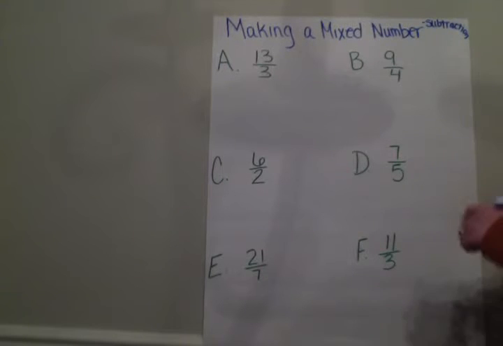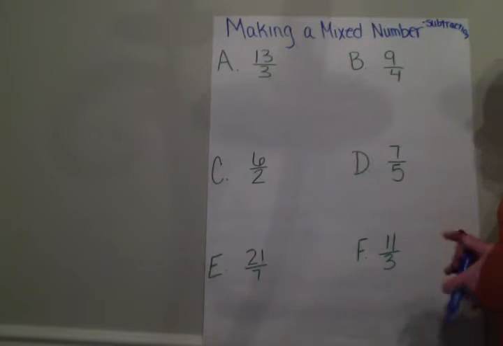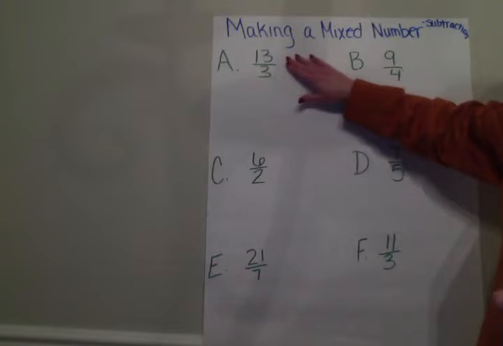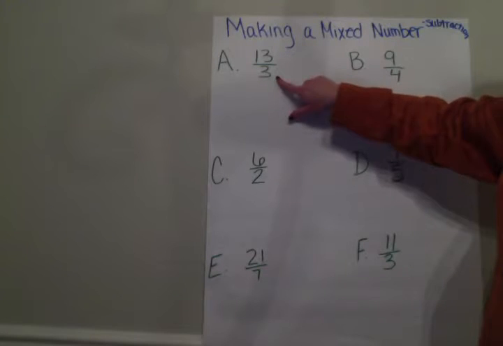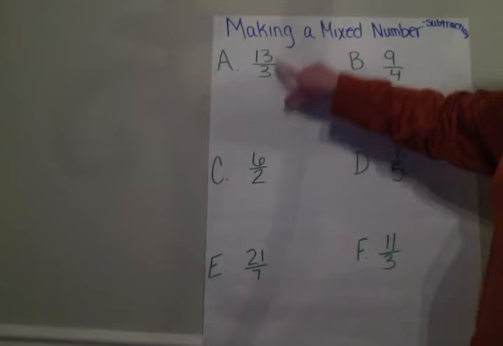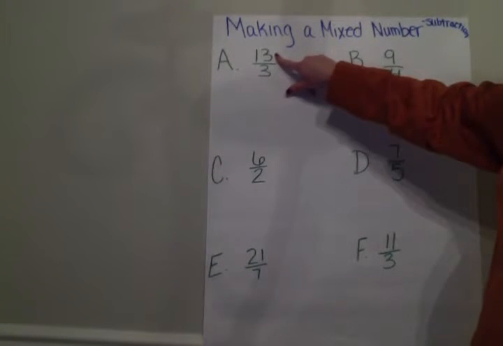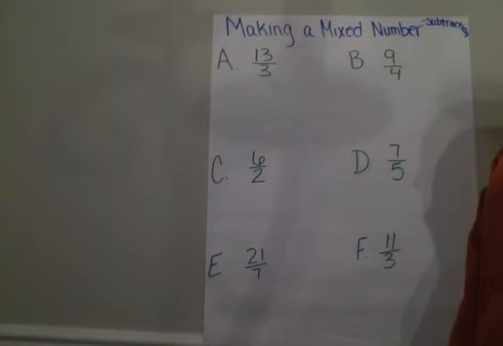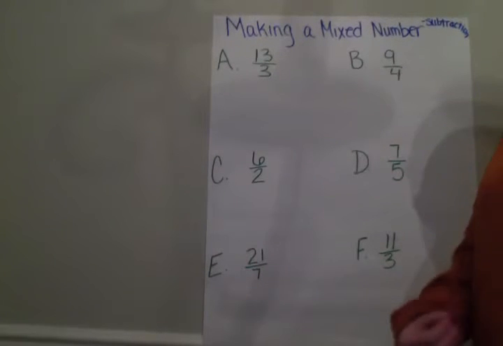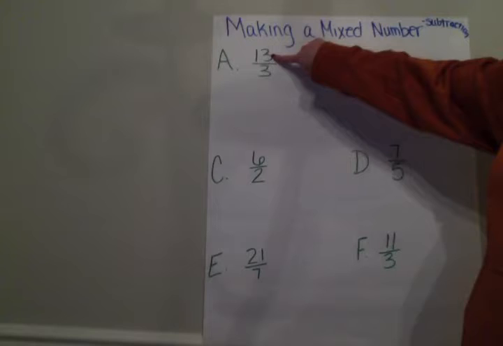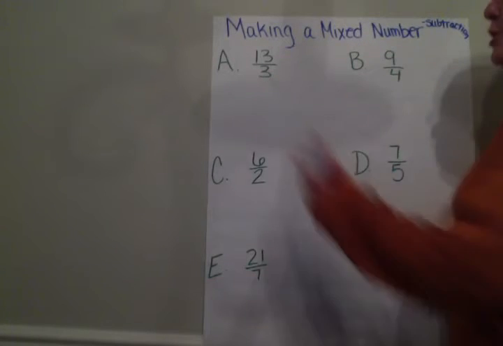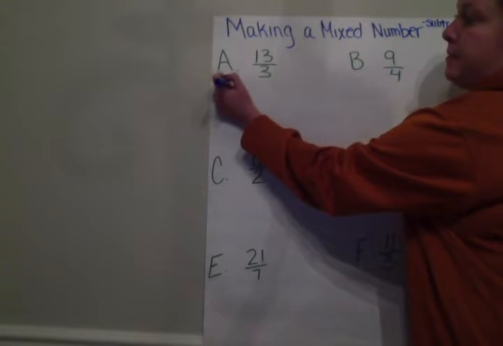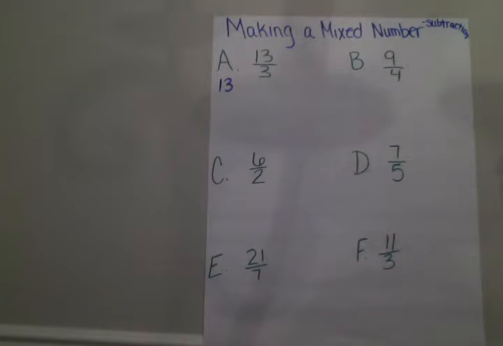So with 13/3, I know right now that this is an improper fraction because the numerator is much larger than the denominator. Anytime my numerator is bigger than my denominator, I'm going to be improper. So I'm going to try to figure out how many groups of 3 I can take out of 13. Here's what you do. You write down your numerator first, and then you're going to start subtracting groups of 3.